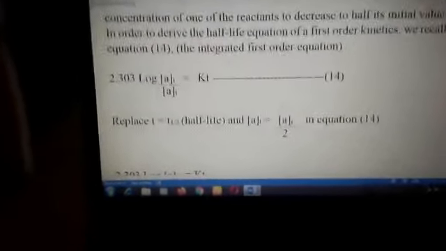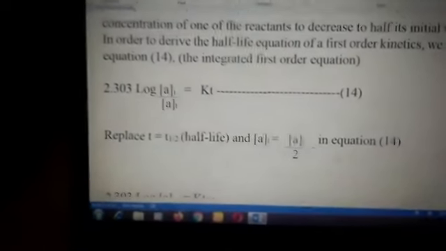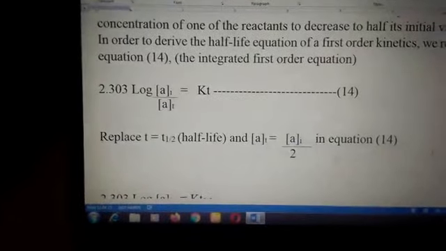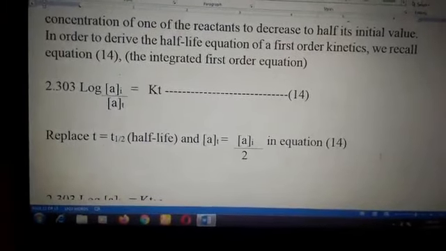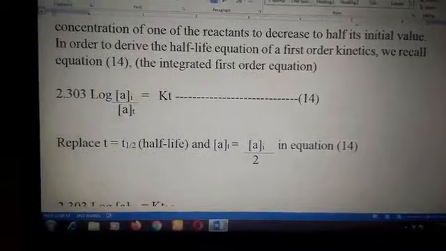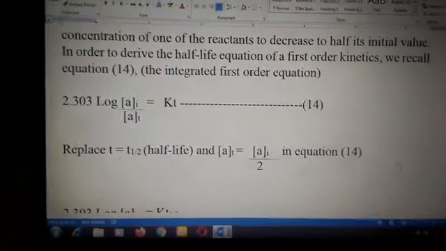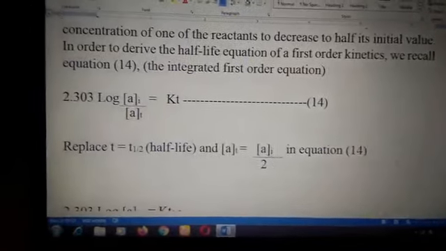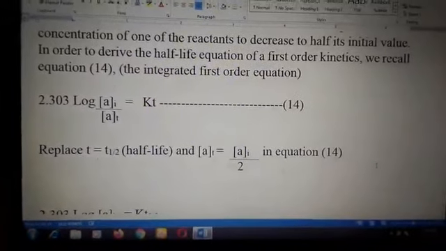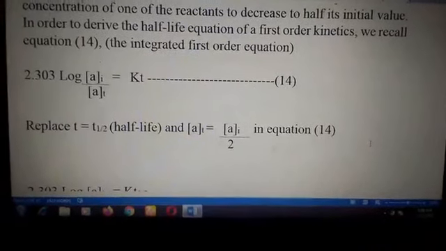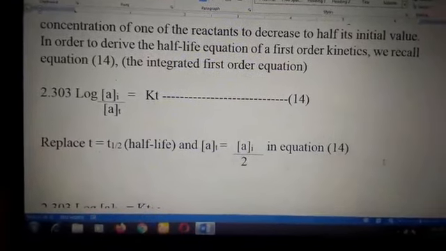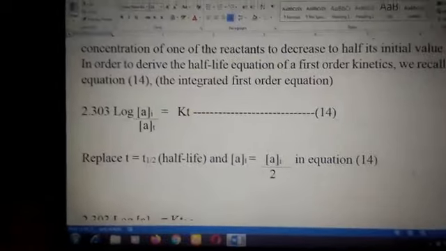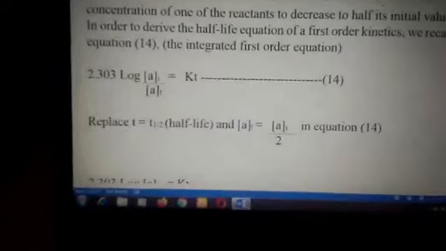What do we do? Replace t in equation 14 with t-half, meaning half-life, and replace At with Ai over 2, because half-life is the time taken for the concentration present to become half of the initial value. So at half-life, At becomes Ai over 2. So we're going to replace t with t-half in equation 14 and replace At with Ai over 2 in equation 14.